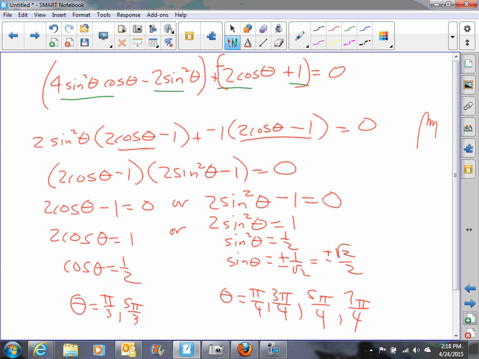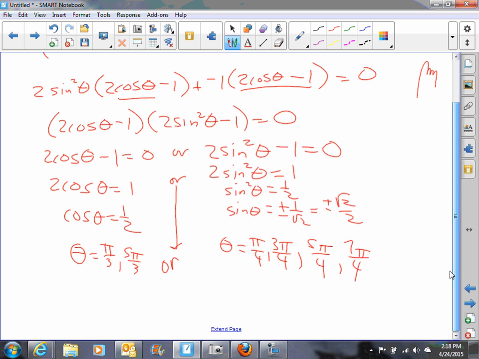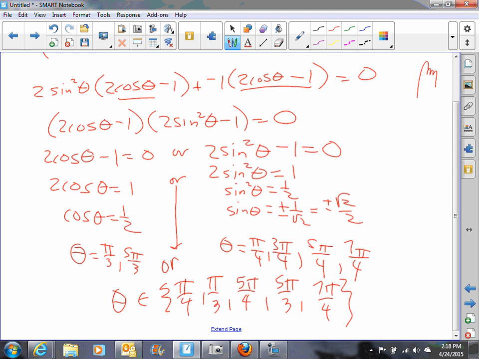Now, since these two solution sets are connected with the word or, the entire solution set would be theta is an element of the set pi over 4, pi over 3, 5 pi over 4, 5 pi over 3, 7 pi over 4. I don't think I left any out, did I? Let's see. 1, 2, 3, 4, 5. Oops, I skipped one. Which one am I missing? 3 pi over 4. That one goes right in here, 3 pi over 4.